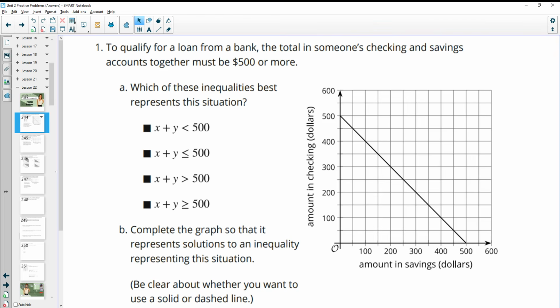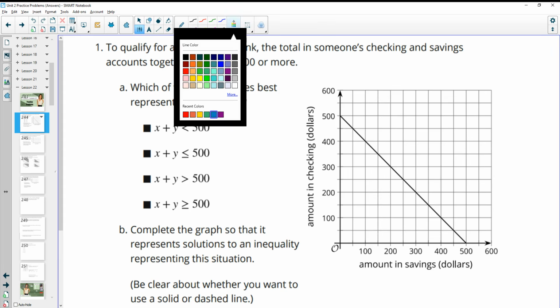Number 1 says to qualify for a loan from a bank, the total in someone's checking and savings account together must be $500 or more. Which of these inequalities best represents the situation?